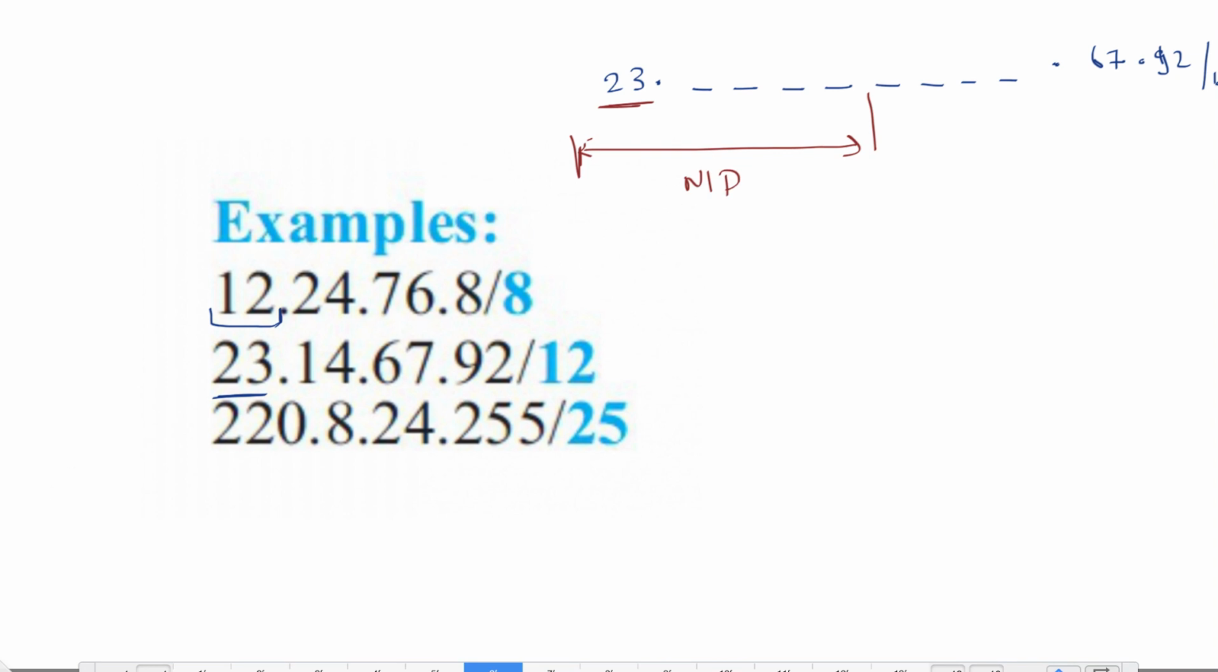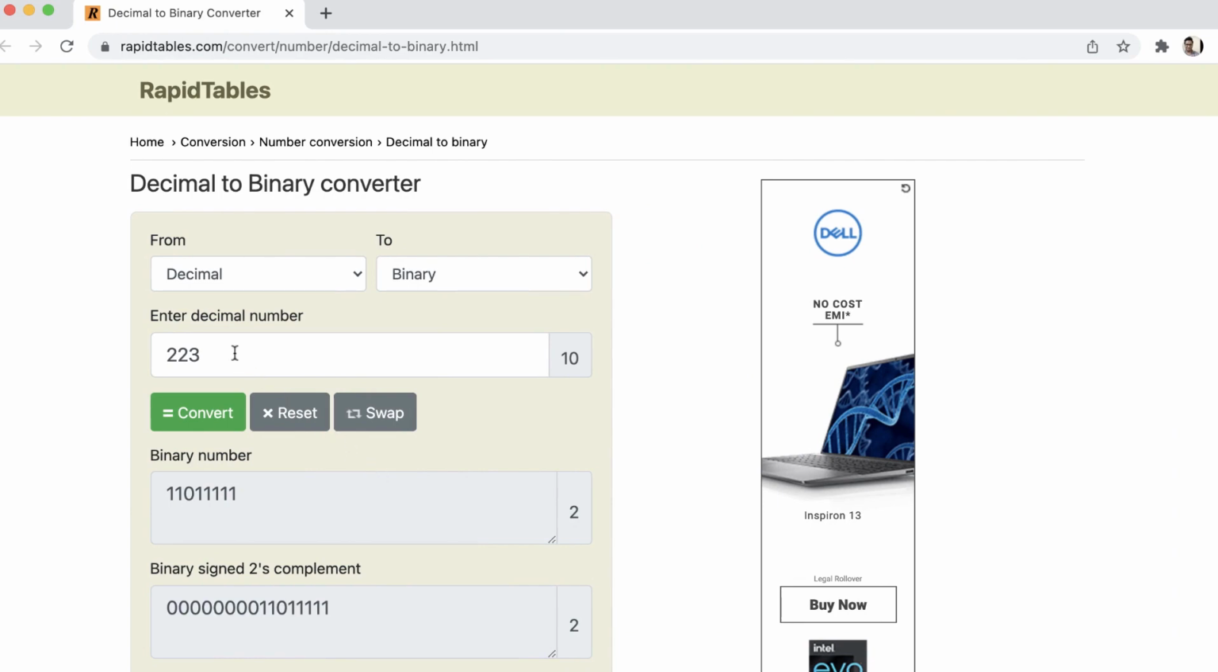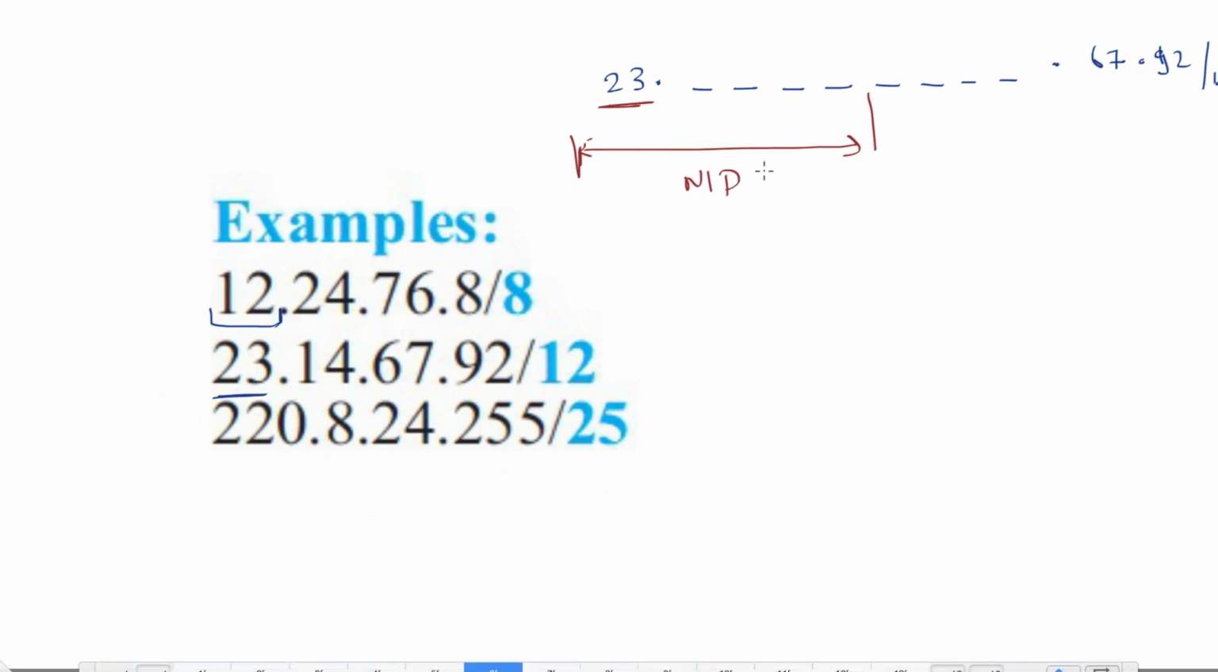Now what is 12 in binary? Let me quickly convert that and show you. 14 in binary is 1110, which means 0 1111, and then these bits are zeros, right? So this is our network ID, and this 12 is telling me that the initial 12 bits are used for the network ID, and the later 20 bits are used for the host ID. So this is one of the hosts basically.